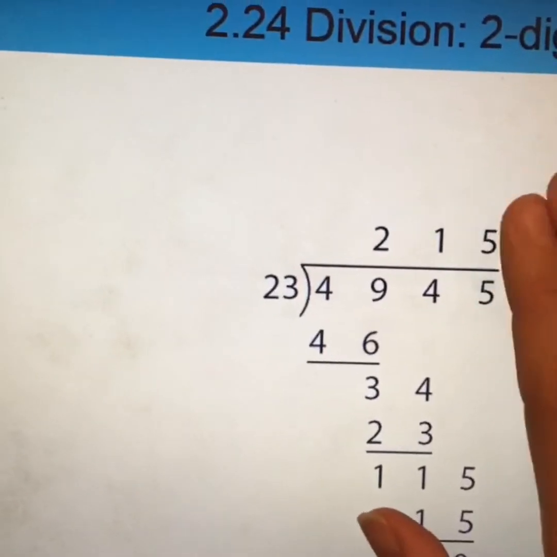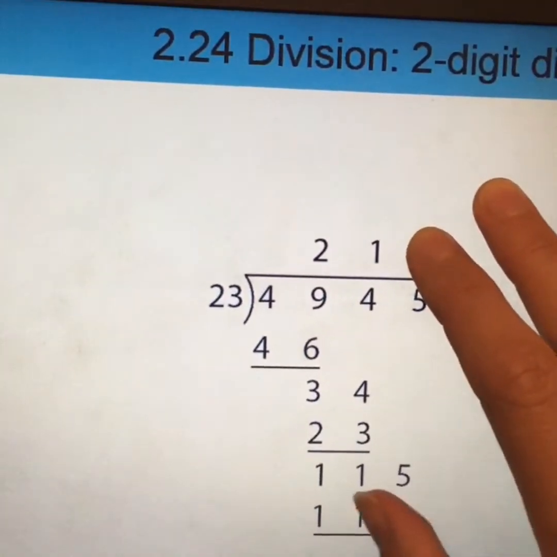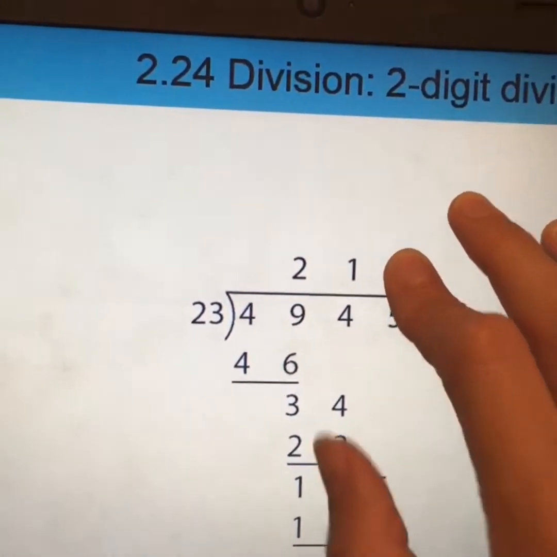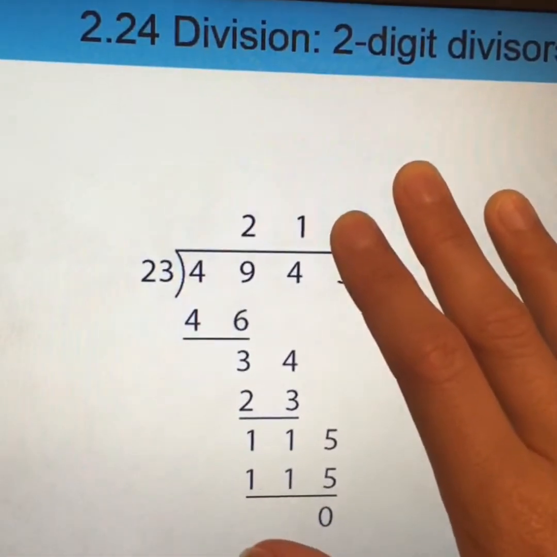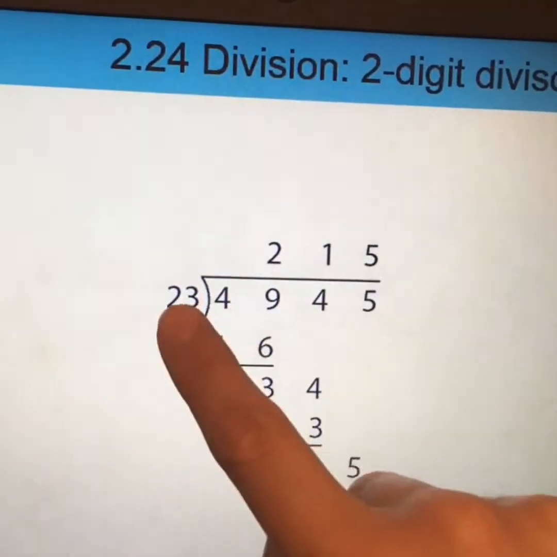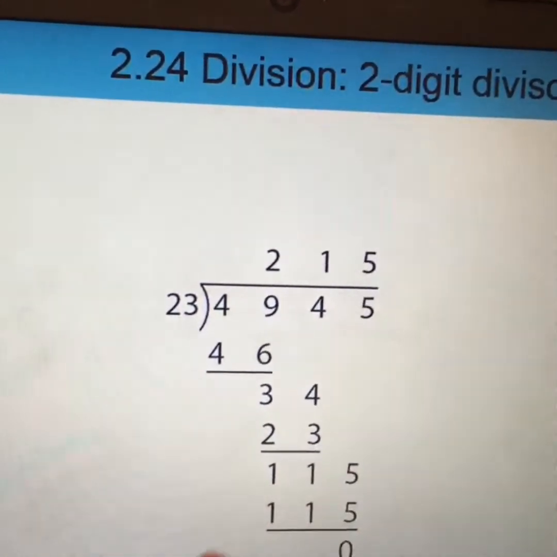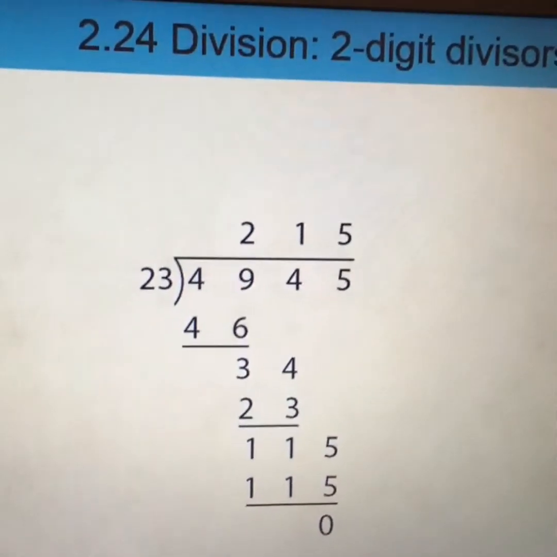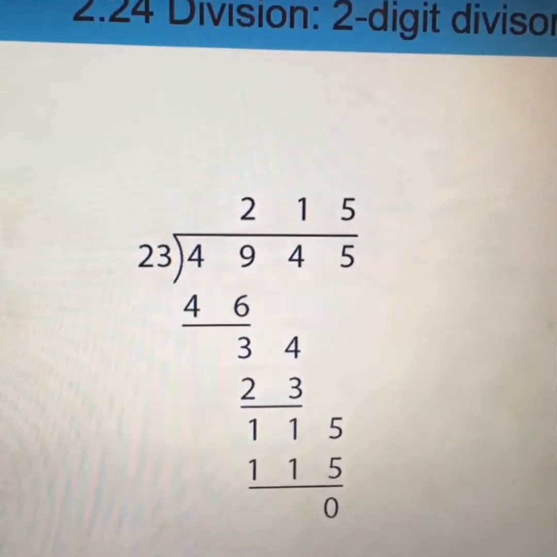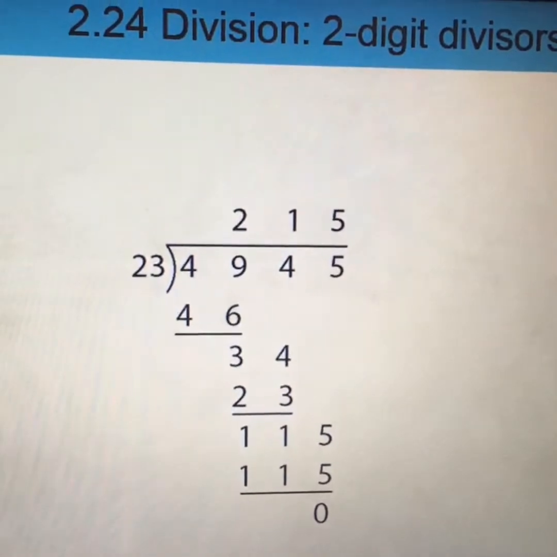So now I've got 115. So now I'm doing 115 divided by 23. Well, if I've done my 23 times table, I know that that is 5 times 23. So the 5 goes up here, which is 115. Take them away and the answer is 0, which tells me I have no remainder. So my answer would be 215.